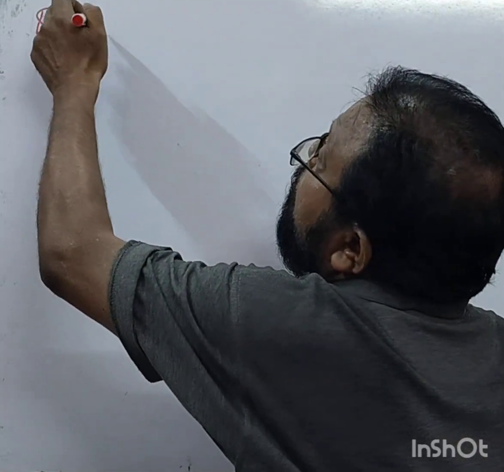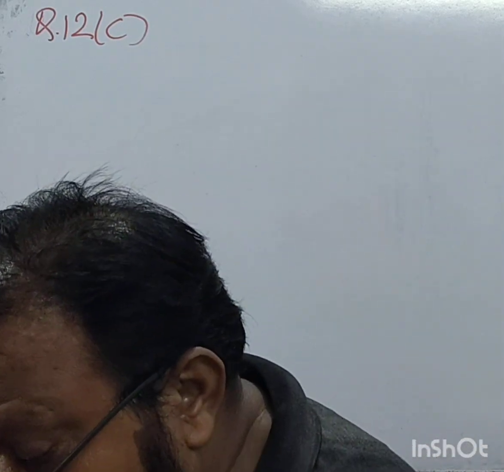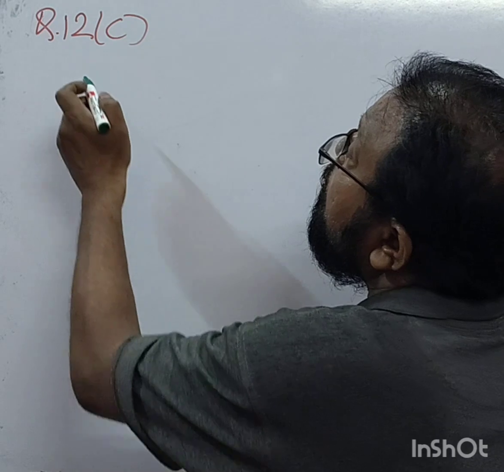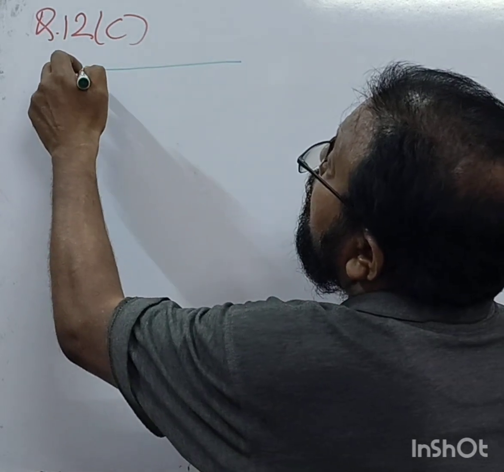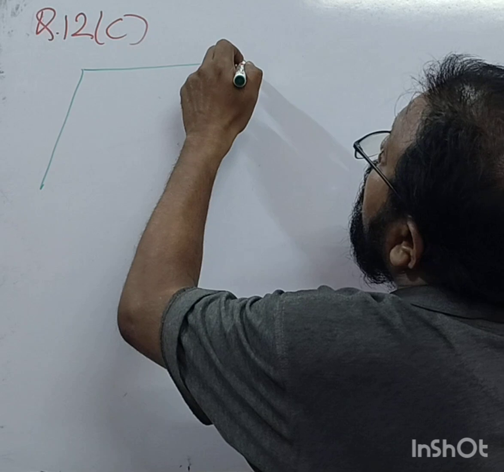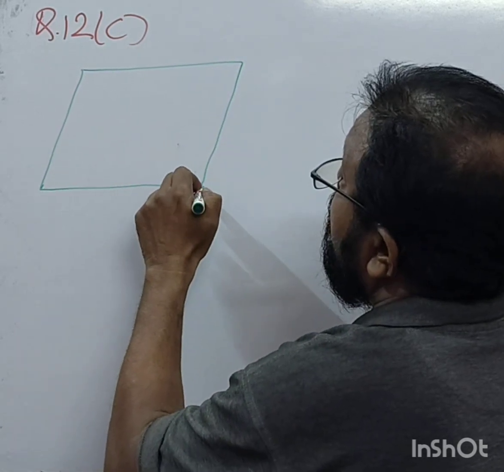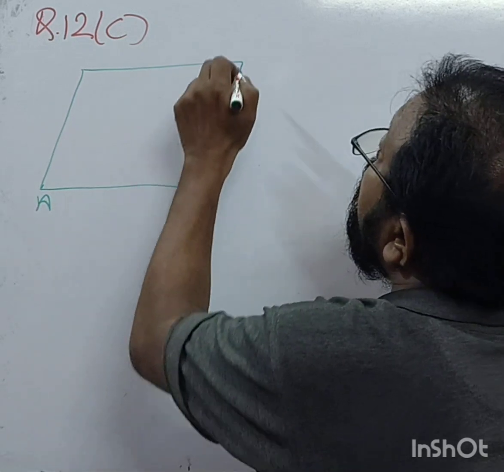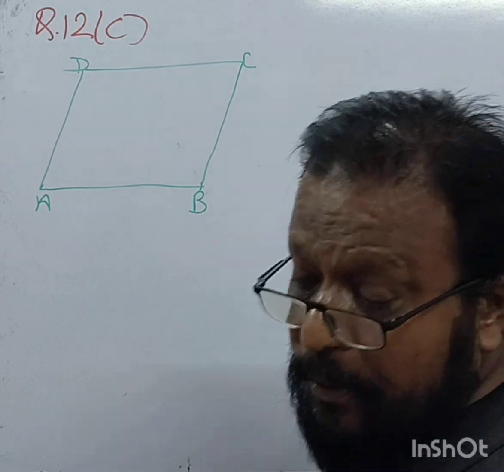Question number 12, part C. What is that? ABCD is a parallelogram. So again, ABCD is a parallelogram.